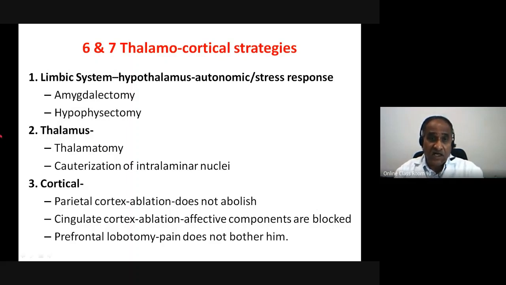For that reason, this is at an experimental stage. You have to be very, very particular. So cauterization of the intralaminar nuclei, somebody has tried experimentally. These are experimentally tried.